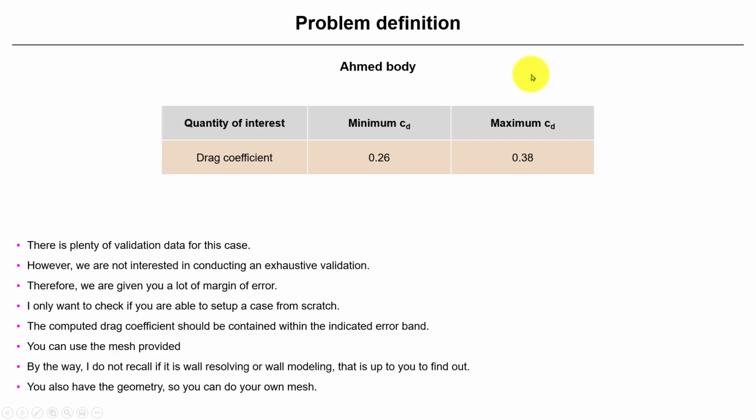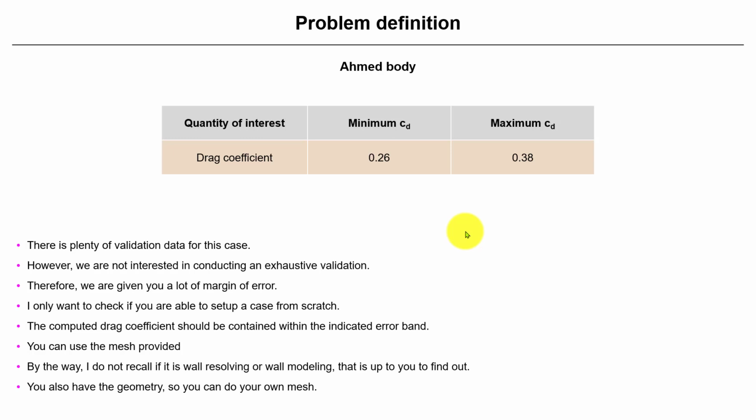So talking about the validation, we're not focusing on pinpointing the precise value. We are just interested in seeing if you can set up the case and get something within an acceptable margin. So this is the drag coefficient, and here we're giving you a lot of margin of error, okay? So you have a minimum and maximum. If your final value comes within this range, I think what you are doing is acceptable.